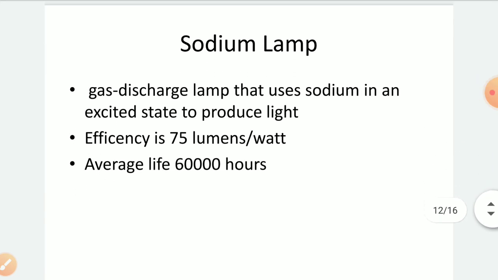Next is sodium lamps, the sodium vapor lamp. These fluorescent lamps are restricted to household applications.